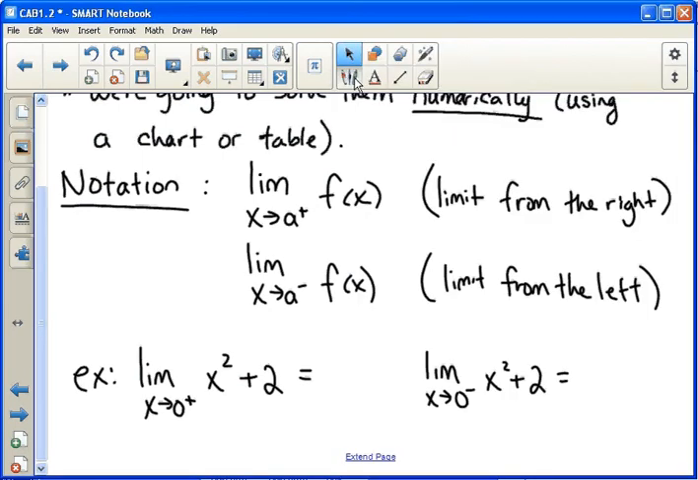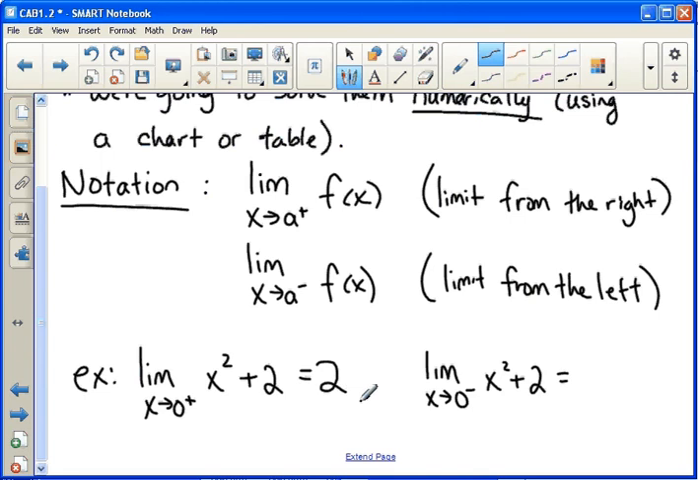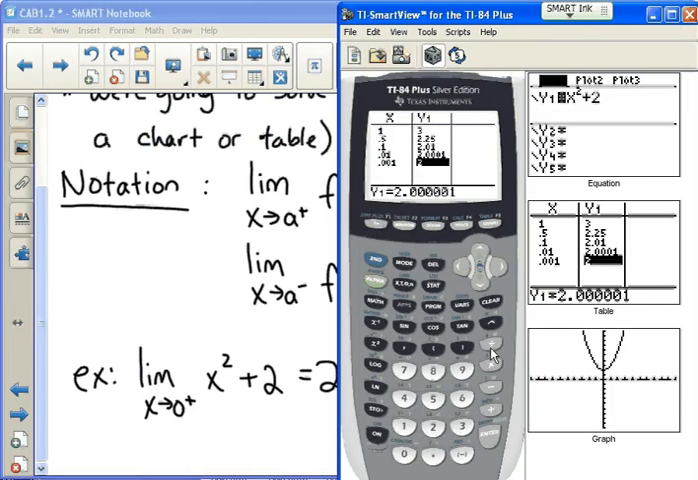Now let's do the same thing from the left-hand side. We'll use the same function, y equals x squared plus 2, but we'll approach it from the left. When we go to the table, we need to do things on the left-hand side. So instead of positive 1 and all that, I'll do negative 1, negative 1/2, negative 0.1, negative 0.01, negative 0.001. And again, we're approaching 2. As x gets closer and closer to 0 from the left-hand side, y is getting closer and closer to 2.